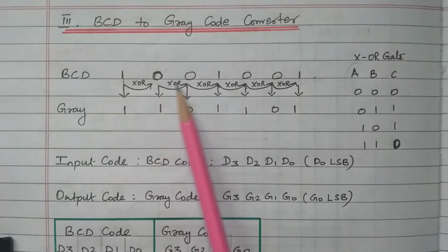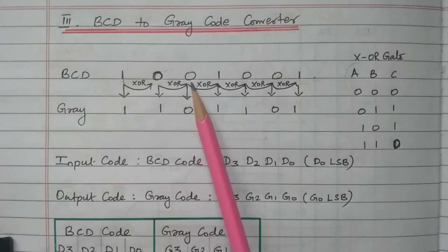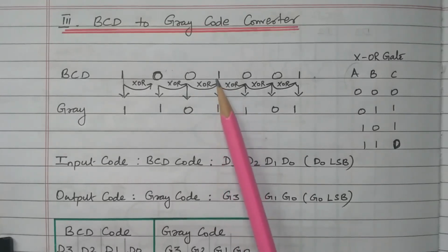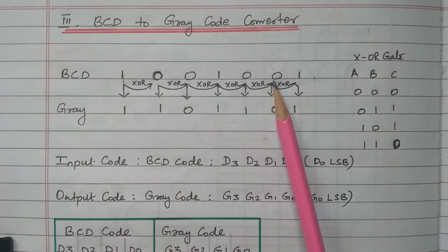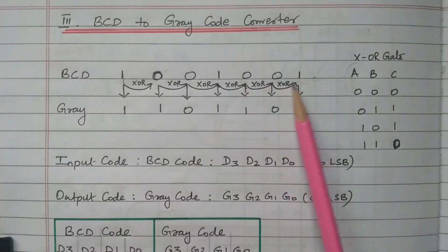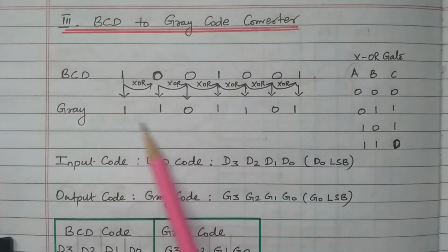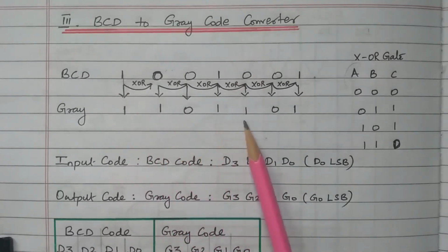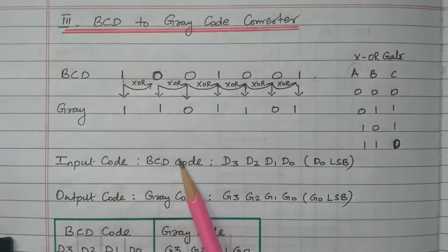Then XOR between 0 and 0, both are equal, so the output will be 0. Then 0 and 1, again the inputs are different, so the output will be 1. Then 1 and 0, again the inputs are different, so the output will be 1. Then 0 and 0, both inputs are equal, so the output will be 0. 0 and 1, inputs are different, so the output will be 1. So this is the process to convert BCD code to gray code. The resultant gray code is now 1101101.